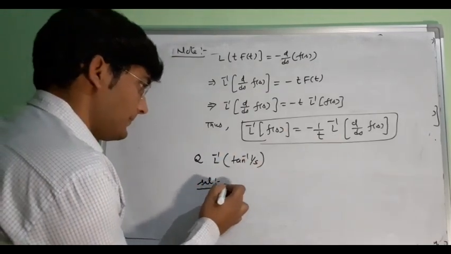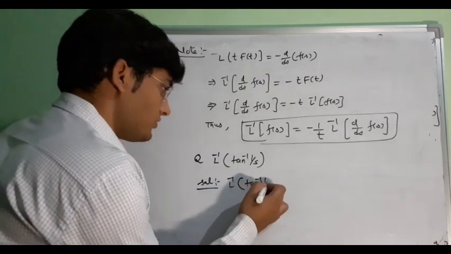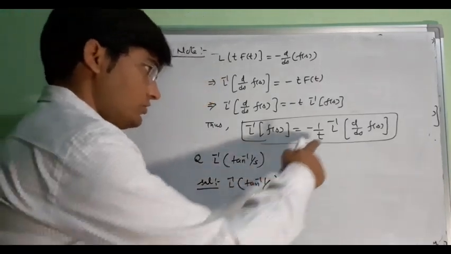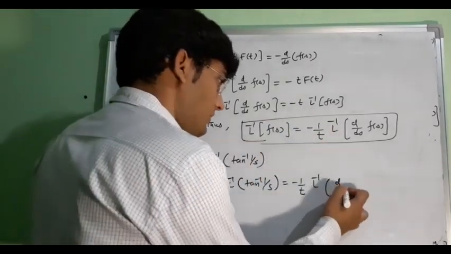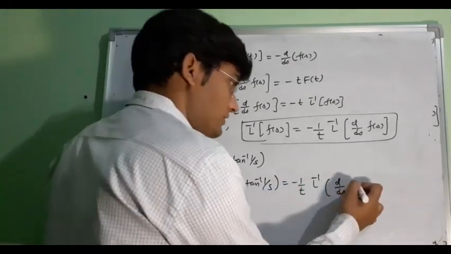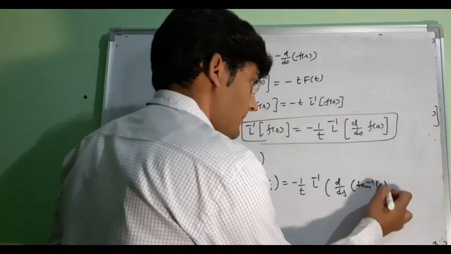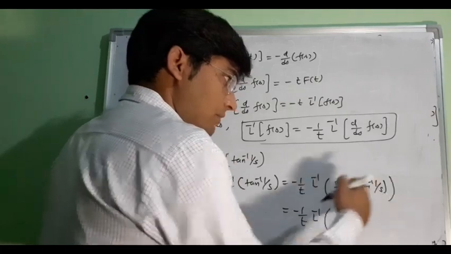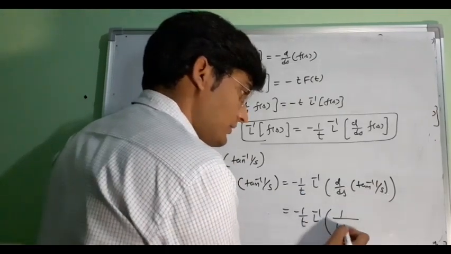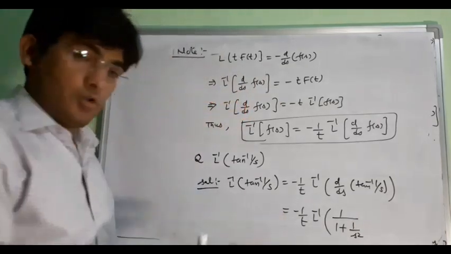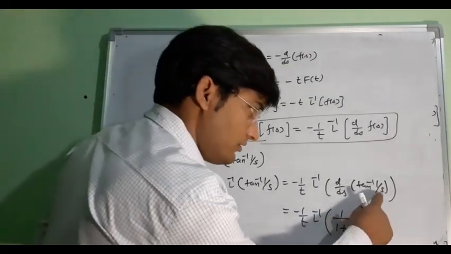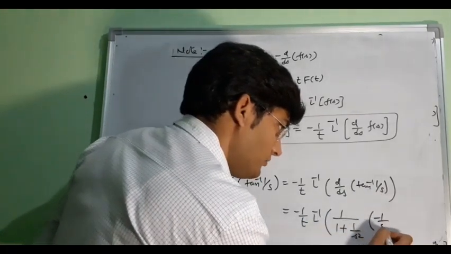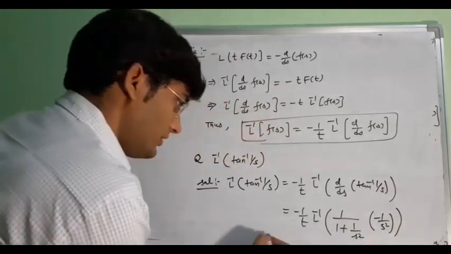Solution. The Laplace inverse of tan inverse of 1 by s will be equal to minus 1 by t, the Laplace inverse, using this formula, of d by ds of this F(s), that means of tan inverse 1 by s. This is equal to minus 1 by t, the Laplace inverse of the derivative of tan inverse x, which is 1 upon 1 plus x square. Now here in place of x we have 1 by s, then again the derivative of 1 by s is equal to minus 1 upon s square.